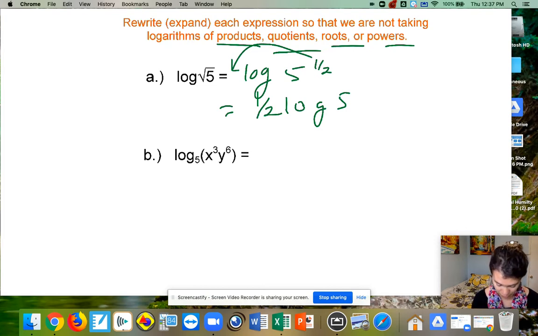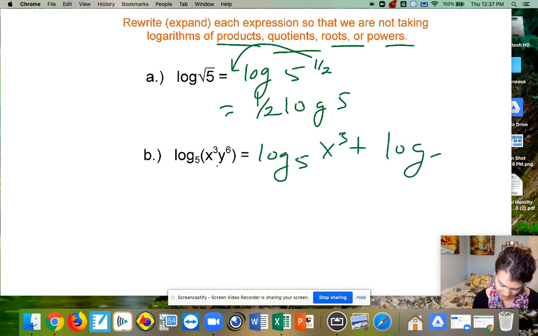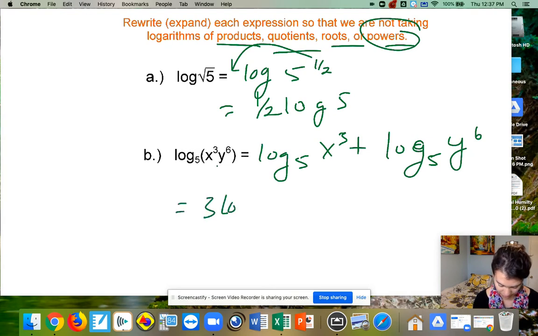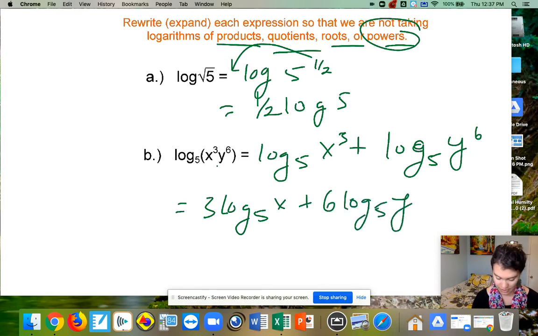Okay, this next one we're multiplying, so I'm going to split it up first. We have log base 5 of x to the third plus log base 5 of y to the 6th. Now I still can't have powers, so I need to bring those down in front. So you get 3 log base 5 of x plus 6 log base 5 of y. Now we have no products, no quotients, no roots, and no powers, so we're good.